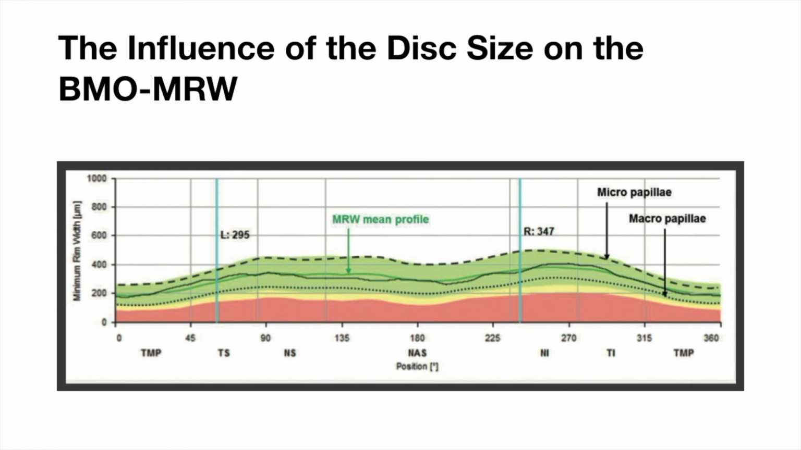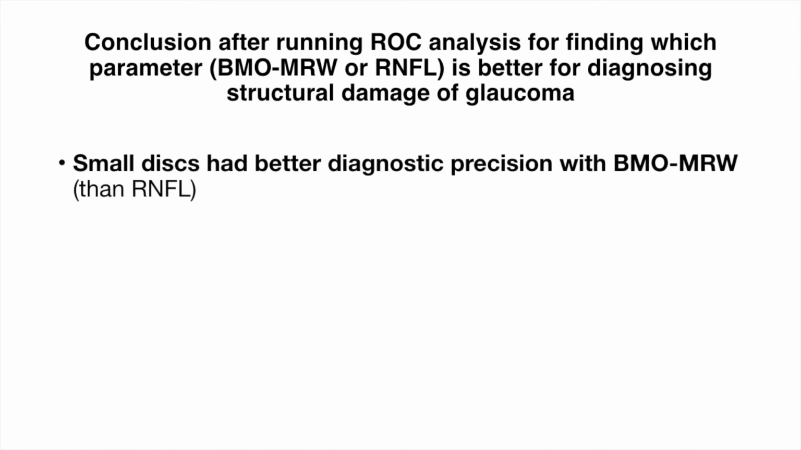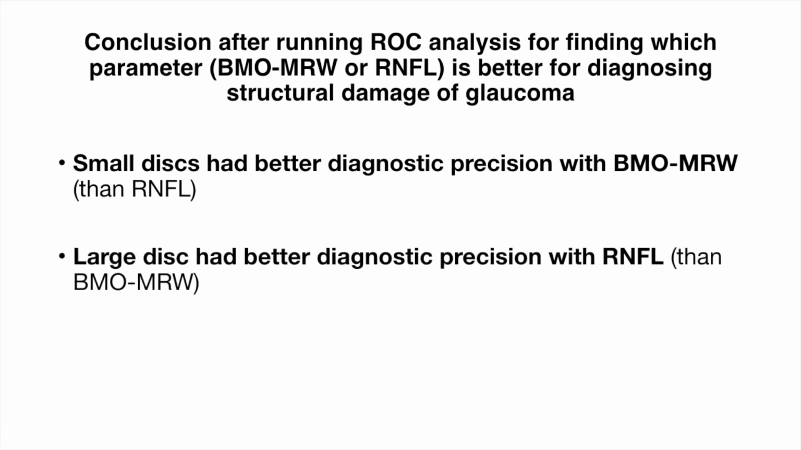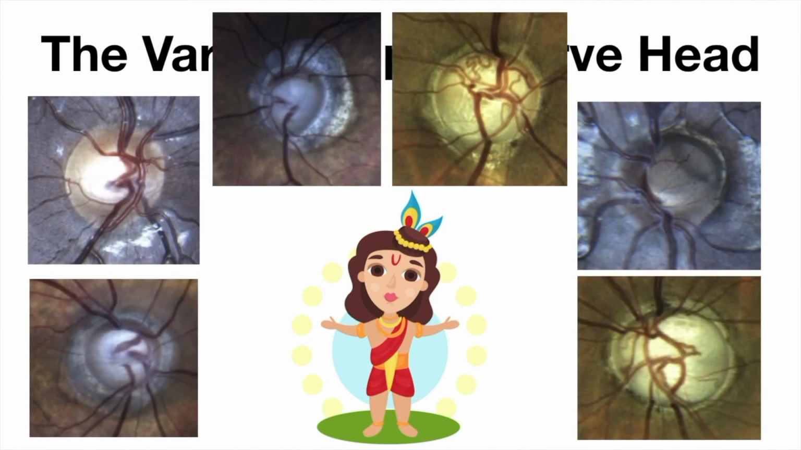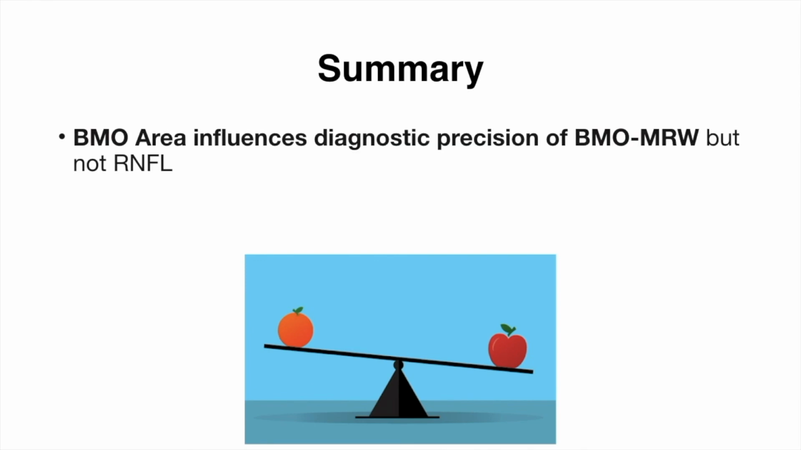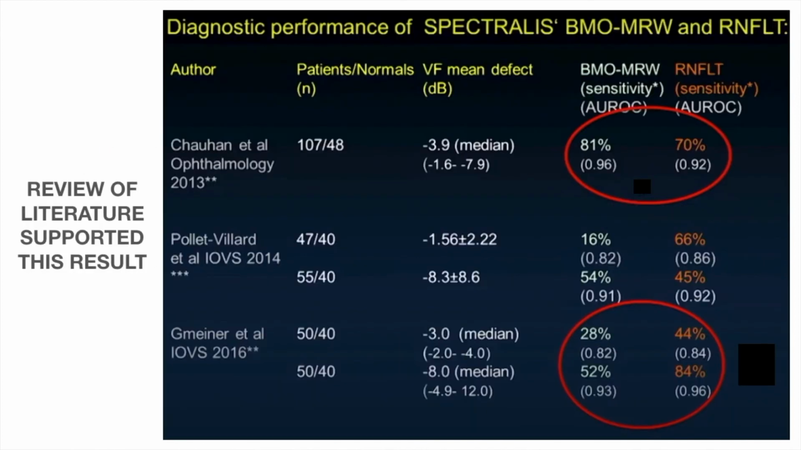It was also concluded after ROC analysis that small discs had better diagnostic precision with BMO-MRW and large discs had better diagnostic precision with RNFL. Optic nerve anatomy is very variable from patient to patient. Thus, it is important to keep in mind that the optic disc size, that is BMO area, influences the diagnostic precision of BMO-MRW. If BMO area increases, the diagnostic precision of BMO-MRW decreases.